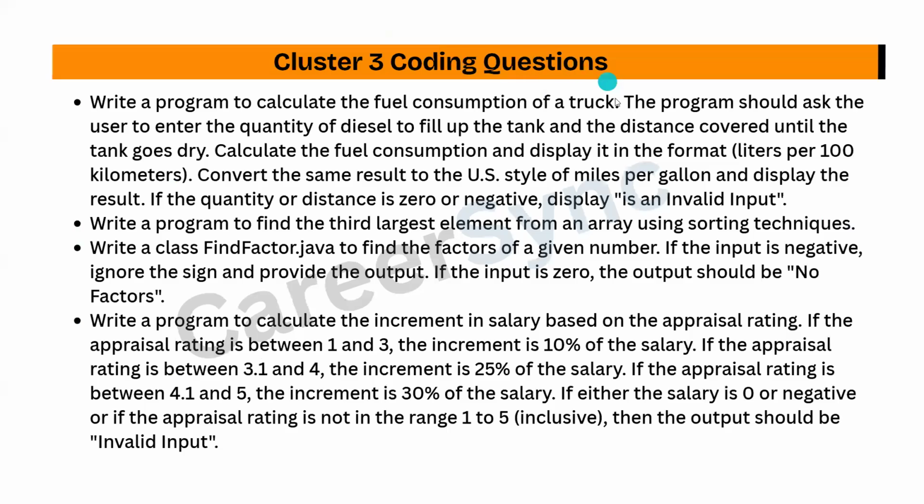Now, cluster 3 coding questions. This was asked recently, last month I think, in the coding round. Write a program to calculate the fuel consumption of a truck. The program should ask the user to enter the quantity of diesel to fill up the tank and the distance covered until the tank goes dry. Calculate the fuel consumption and display it in the format liters per 100 kilometers. Convert the same result to the US style of miles per gallon and display the result. If the quantity or distance is 0 or negative, display an invalid input. I will be showing the code for this question after the SQL queries in this section.